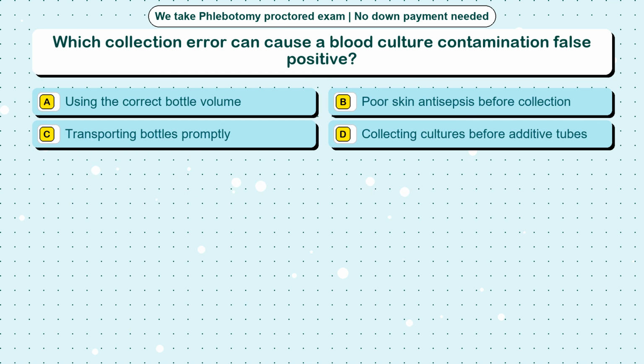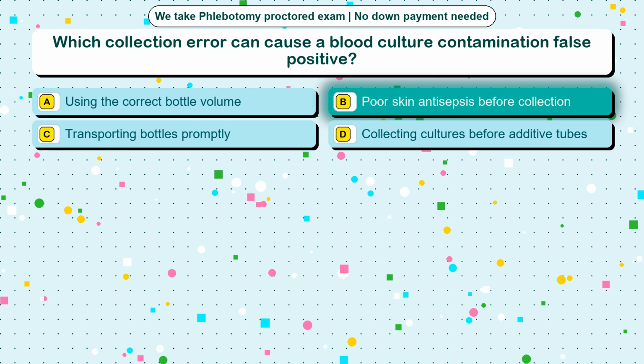Question 96. Which collection error can cause a blood culture contamination false positive? Option A. Using the correct bottle volume. Option B. Poor skin antisepsis before collection. Option C. Transporting bottles promptly. Option D. Collecting cultures before additive tubes. The correct answer is option B.